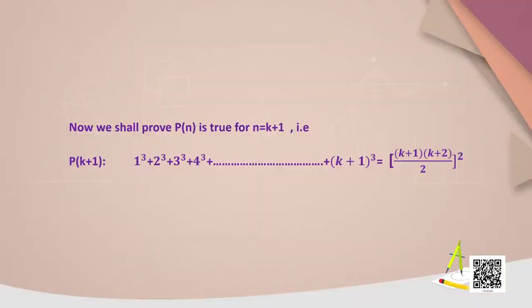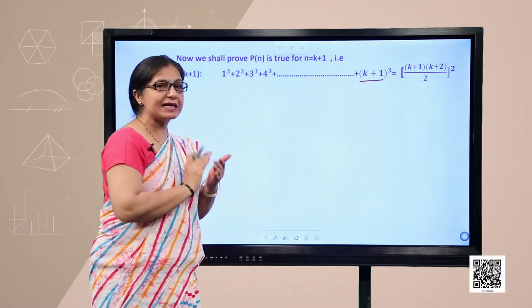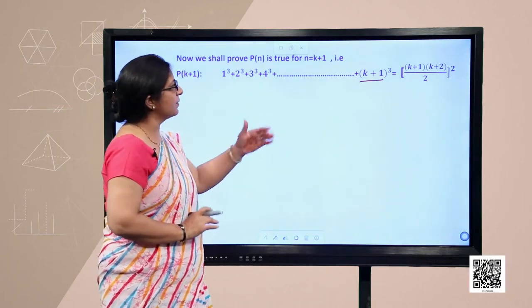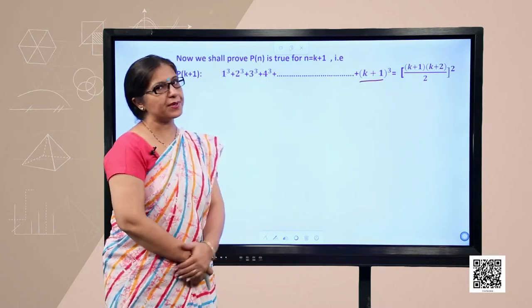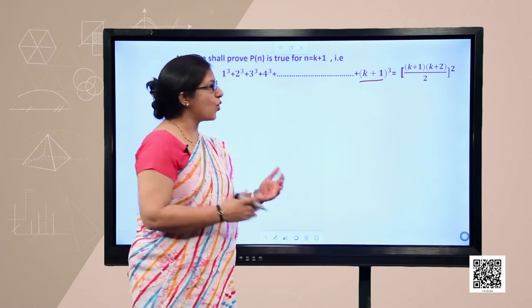Now we shall prove that Pn is true for n is equal to k plus 1. That is, Pk plus 1 is 1 cube plus 2 cube plus 3 cube plus 4 cube and so on, plus k plus 1 cube, meaning till the k plus 1th term we are finding the sum, which is equal to k plus 1 into k plus 2 divided by 2 whole square.